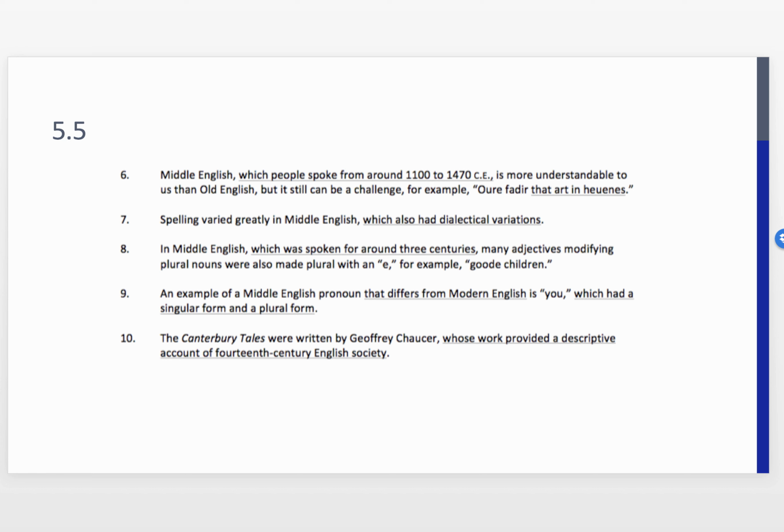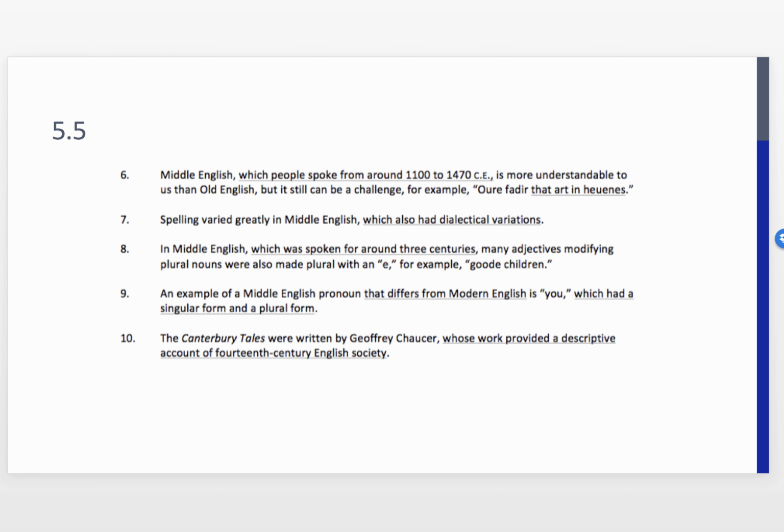So in number 6, we are adding commas. We're adding commas because there is one Middle English. We do not need this information to identify the Middle English, right? If we had many types of Middle English, then we would need that information to identify which one, but we don't. We are only giving extra information about one thing. So Middle English, comma, which people spoke from around 1100 to 1470 CE. So extra information, add commas.